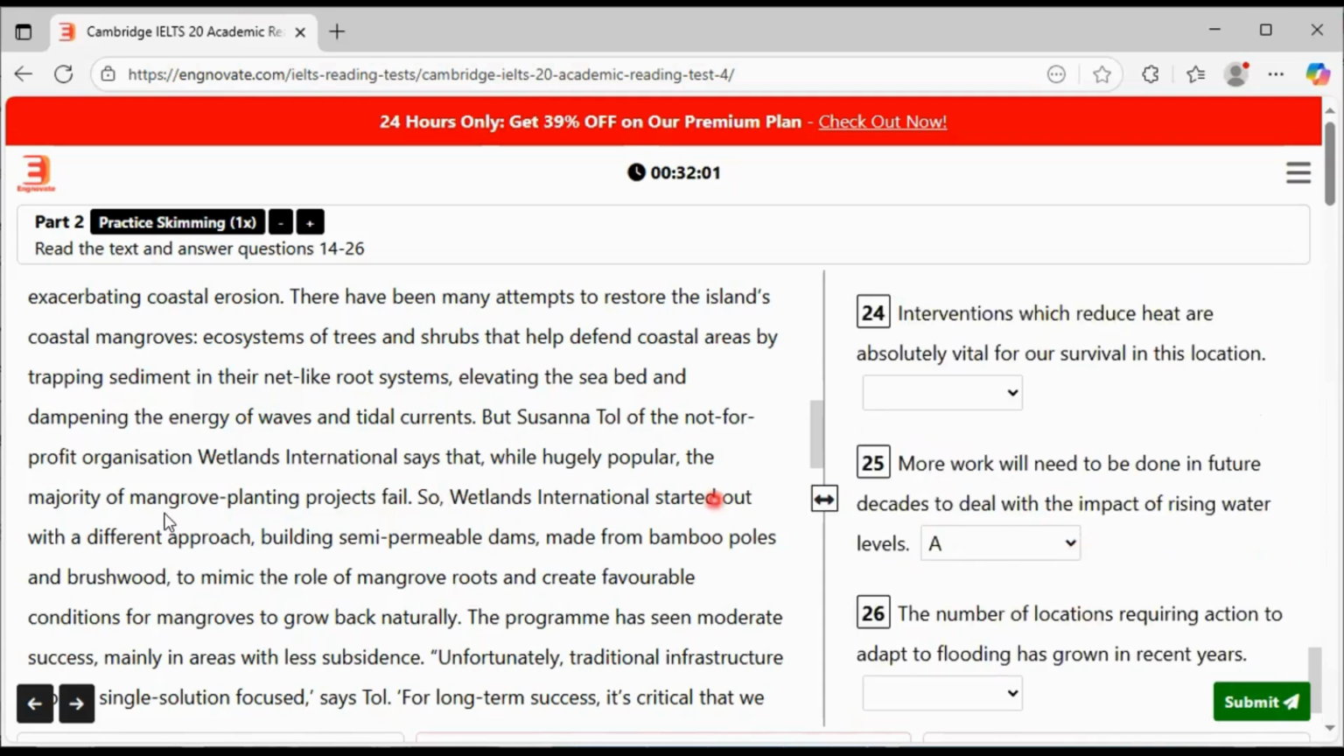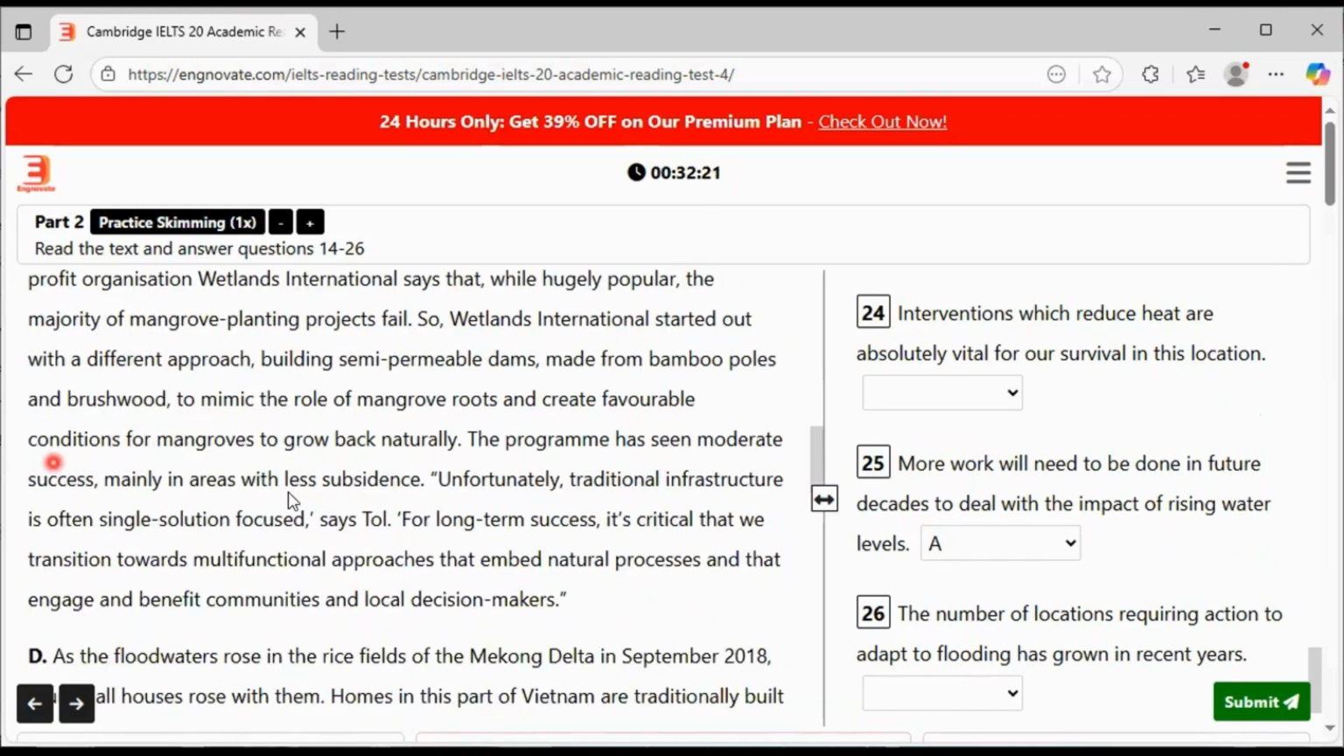So Wetlands International started out with a different approach, building semi-permeable dams made from bamboo poles and brushwoods to mimic the role of mangrove roots and create favorable conditions for mangroves to grow back naturally. The program has seen moderate success, mainly in areas with less subsidence. Unfortunately, traditional infrastructure is often single solution focused. For long-term success, it is critical that we transition towards multifunctional approaches that embed natural processes and that engage and benefit community and local decision makers.